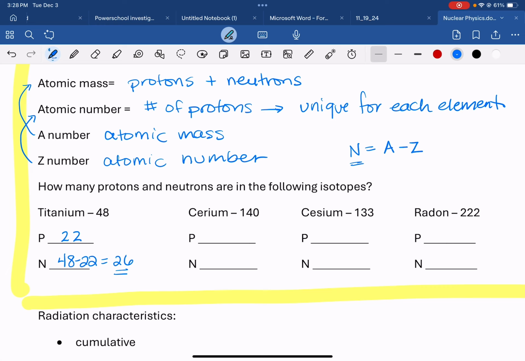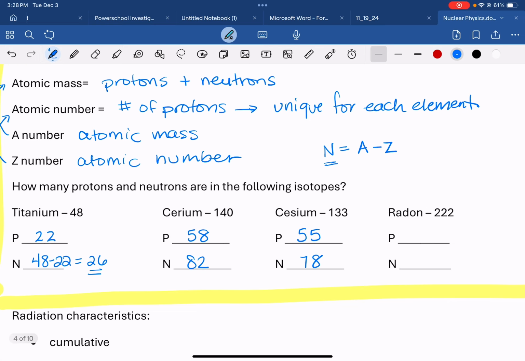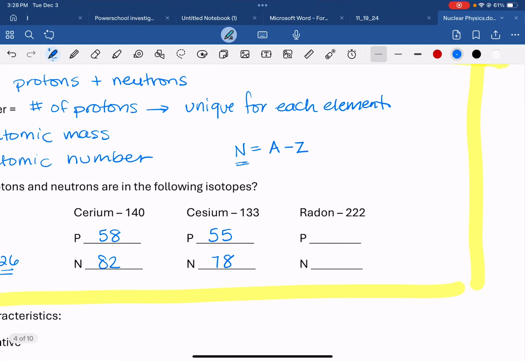So cerium 140, our number of protons is 58. If we look on the periodic table, 140 minus 58 gives me 82. So that's my number of neutrons. Cesium, I have 55 is my atomic number, and then 133 minus 55 gives me 78. So that is my number of neutrons. And then finally, radon, I have 86 on my periodic table for radon, and 222 minus 86 gives me the value of 136. Okay, all right.